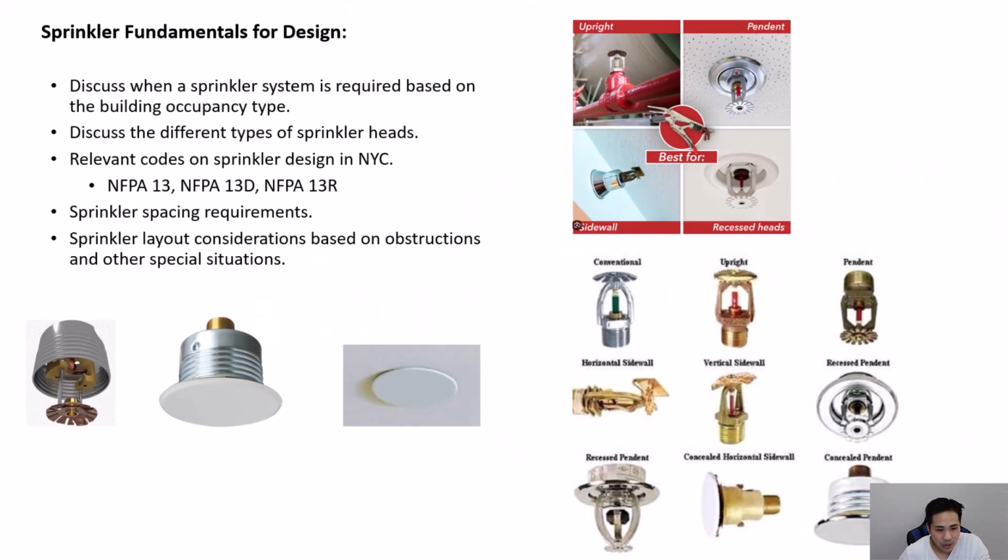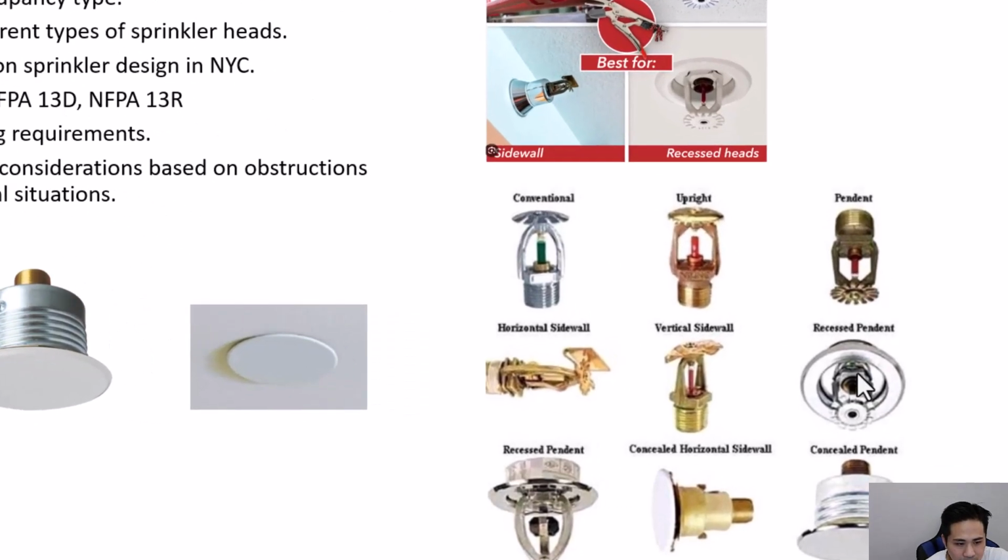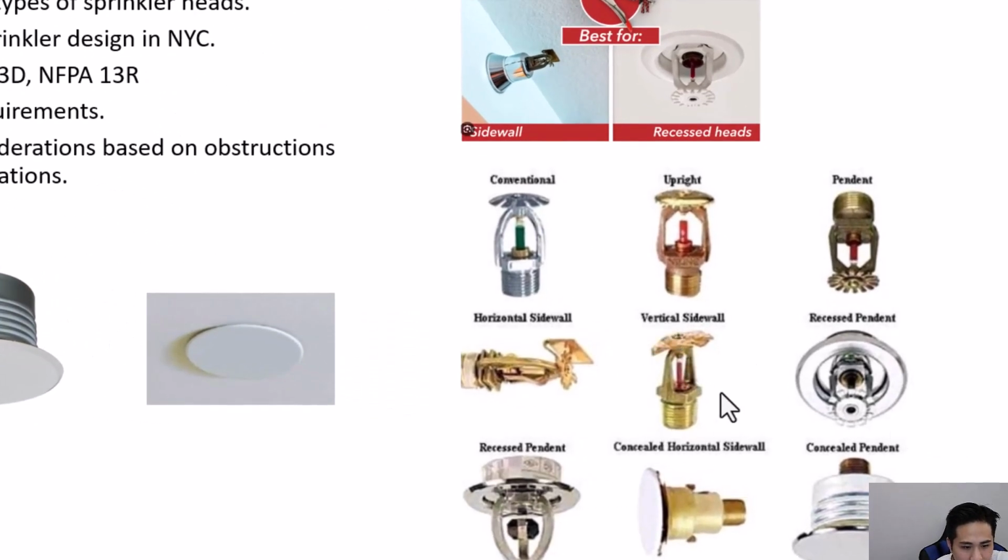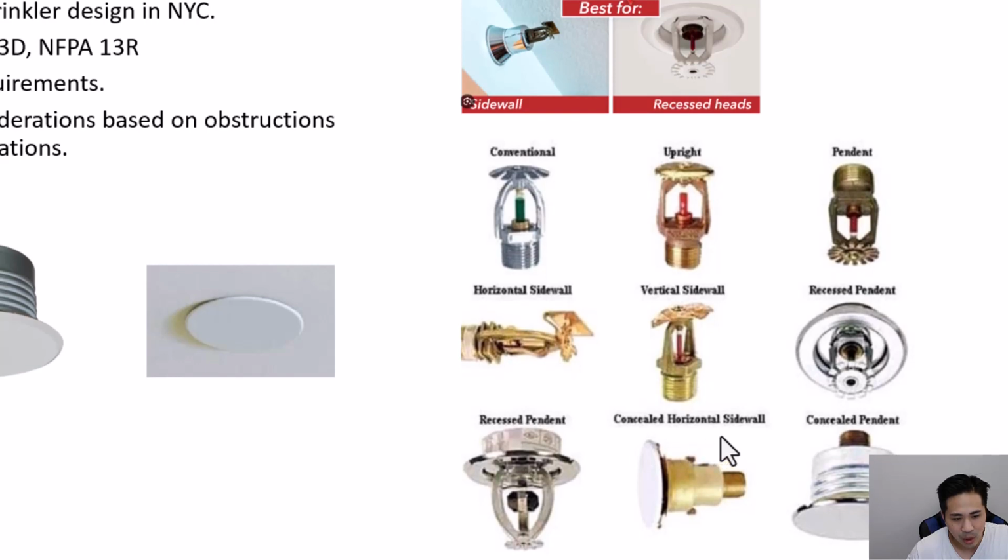These are some other pictures of the different types of sprinklers. You have the upright heads here. You have the pendant, recessed pendant. You can also have a vertical sidewall, which means that rather than the sidewall being attached to the wall, the pipe would extend out and then up, and this sidewall would be attached to that pipe. You can also have a concealed horizontal sidewall. Similar to the concealed pendant type, you can have a concealed sidewall head as well.